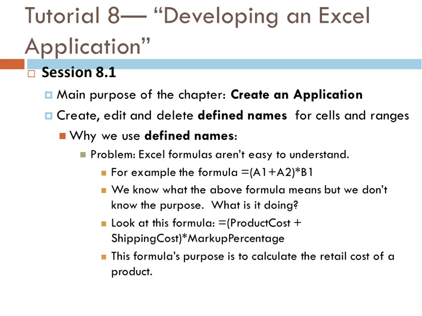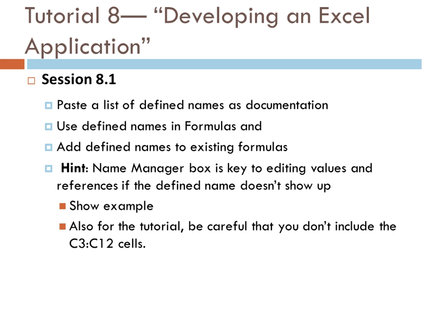Let's continue. The chapter goes into pasting a list of defined names as documentation, using the defined names in formulas, and adding defined names to existing formulas. So here's a hint. The Name Manager box is key to editing values of references if the defined name doesn't show up. I'll go into that a little bit. Also for the tutorial, as you're going through, be careful that you don't include the C3 to C12 cells, because if you do, it won't work.